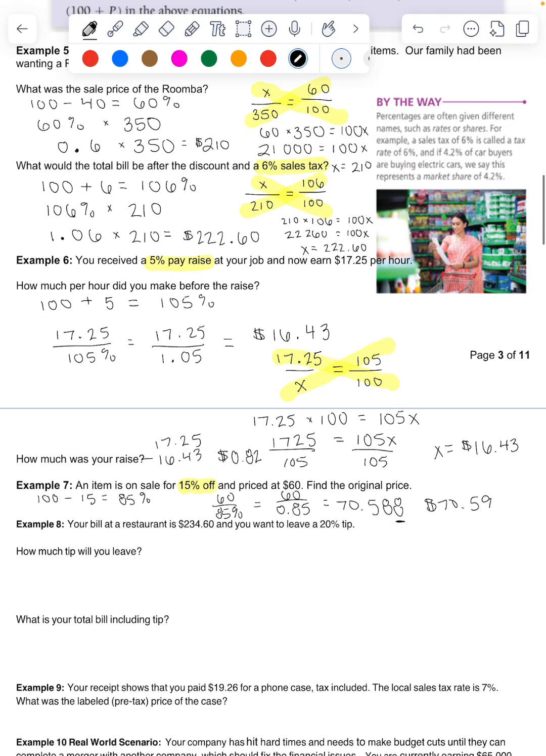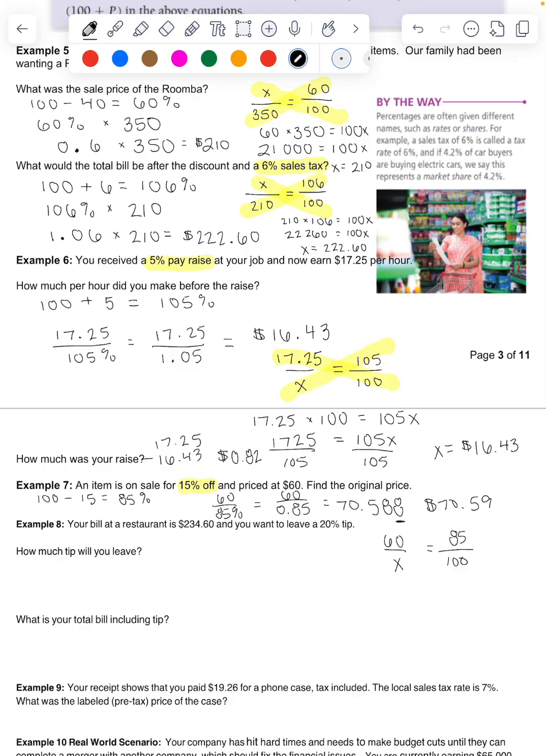If you prefer to set it up as a proportion, your proportion would have been the 85 over 100 equal to, well, the 85% goes with the 60 because that's the sale price, and we're trying to find the original price.